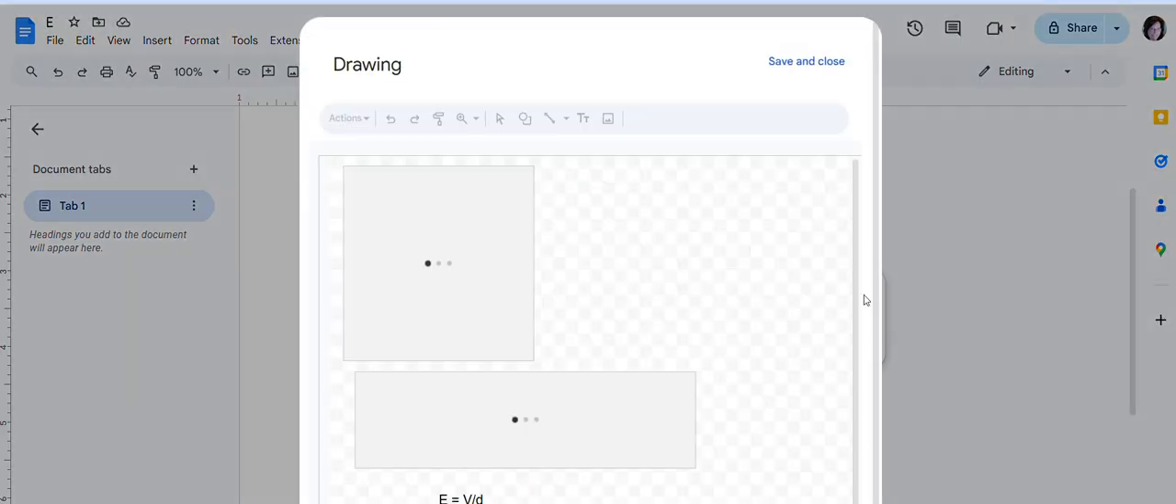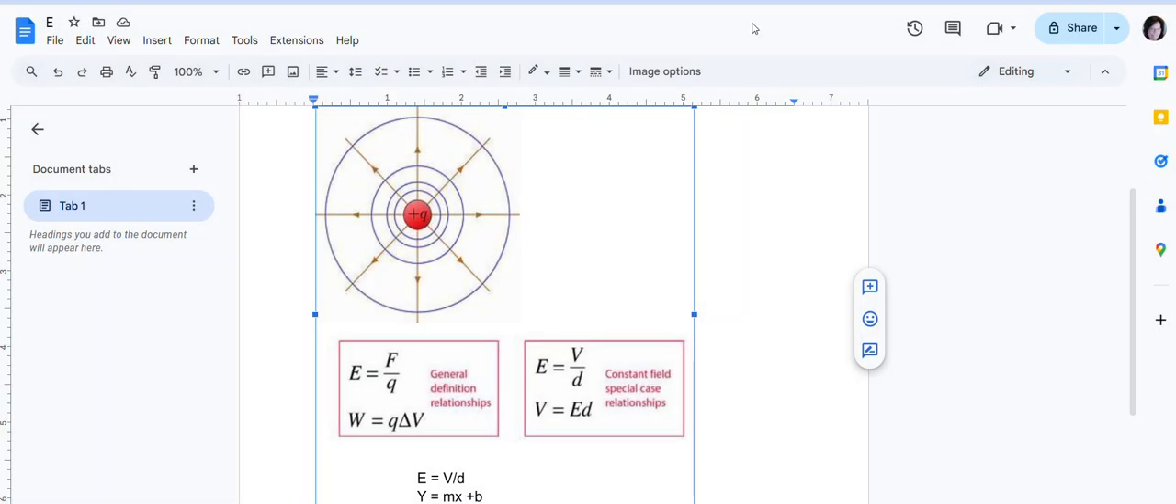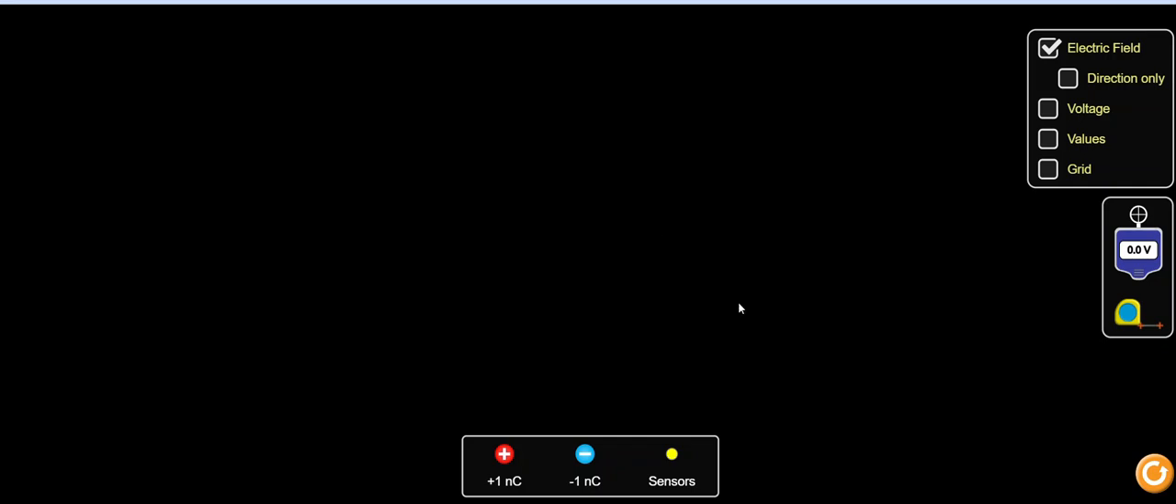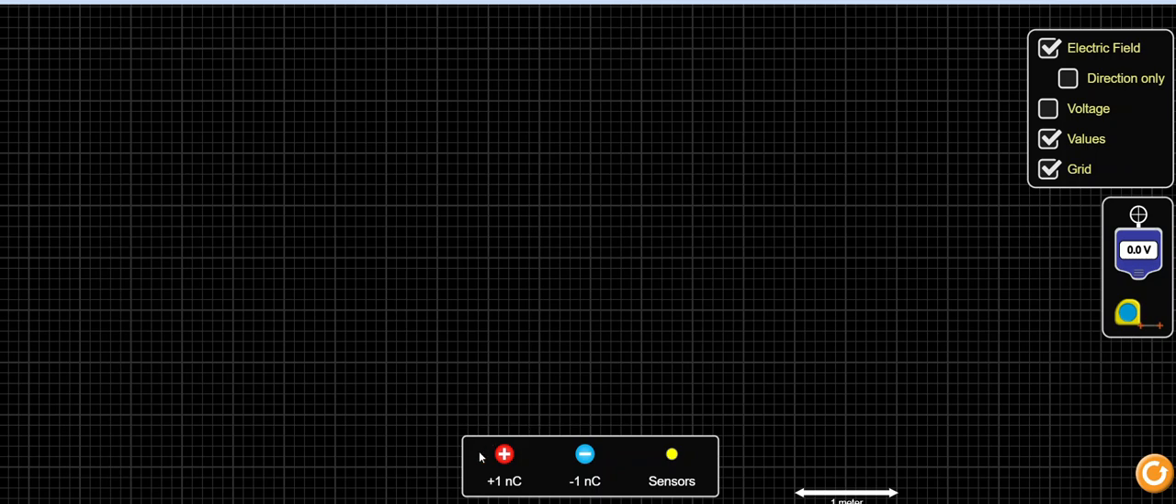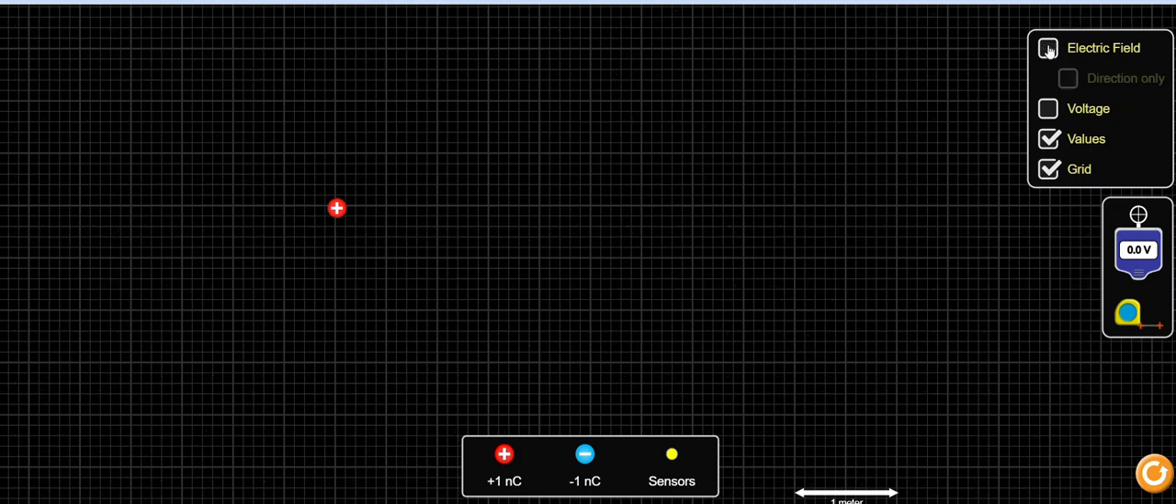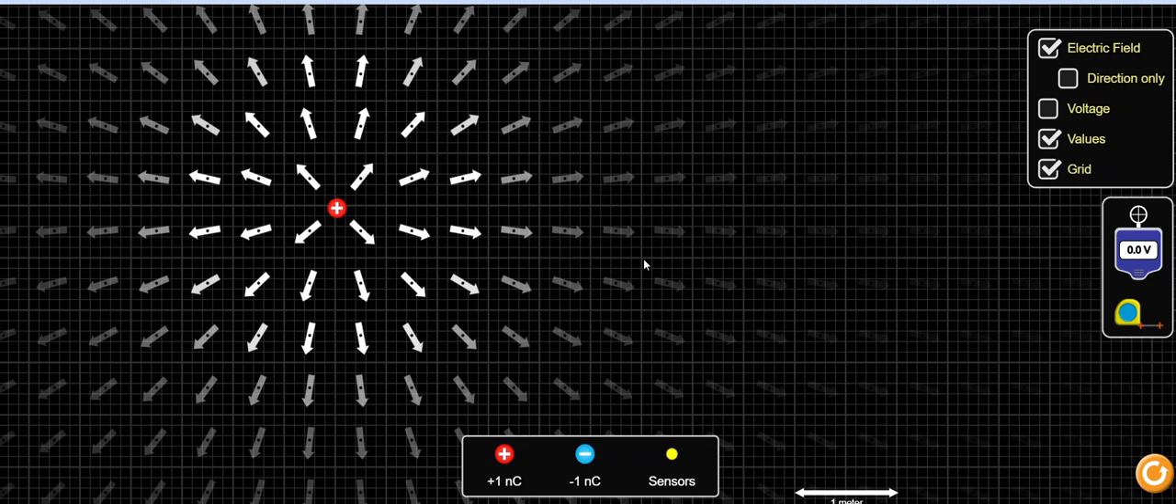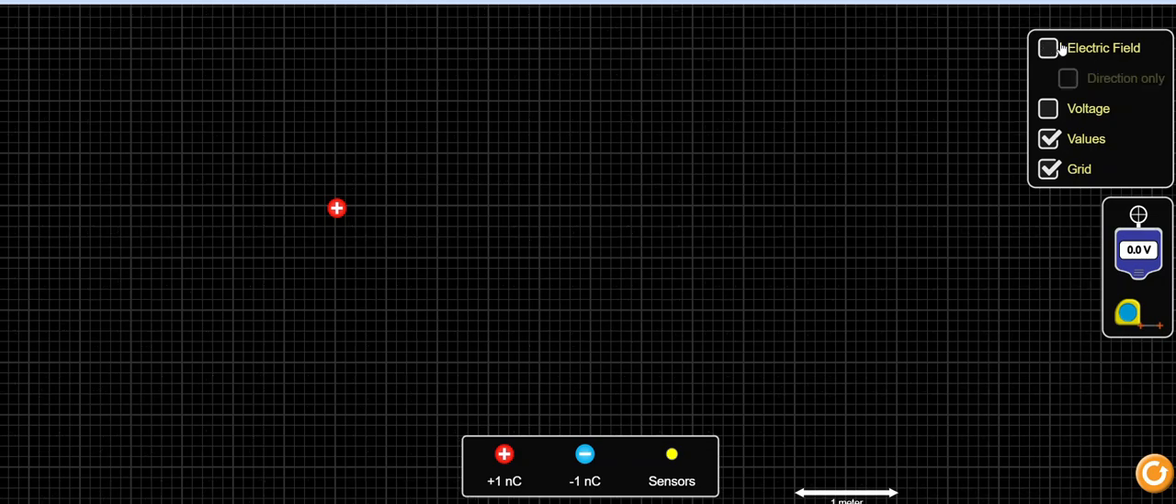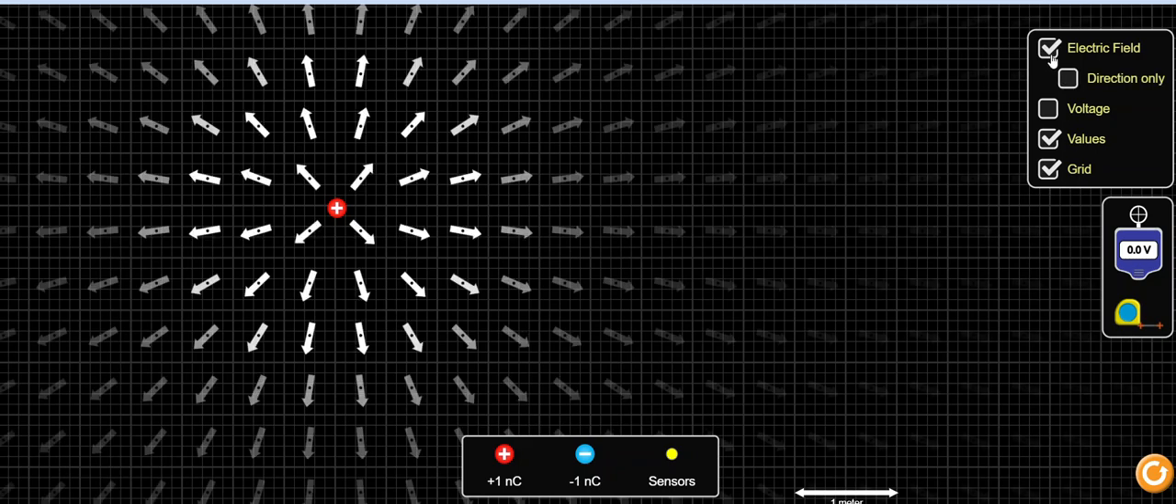So you are going to go to this applet here, and you're going to turn on the electric field, and you're going to turn on the values and the grid, and you're going to just place a positive charge somewhere, so you can see the electric field. You don't even have to have that on, but just so that you can see the electric field points away and it gets weaker, right? It should be an inverse relationship. So the shorter the distance, the bigger the electric field, as you can see with those vectors.